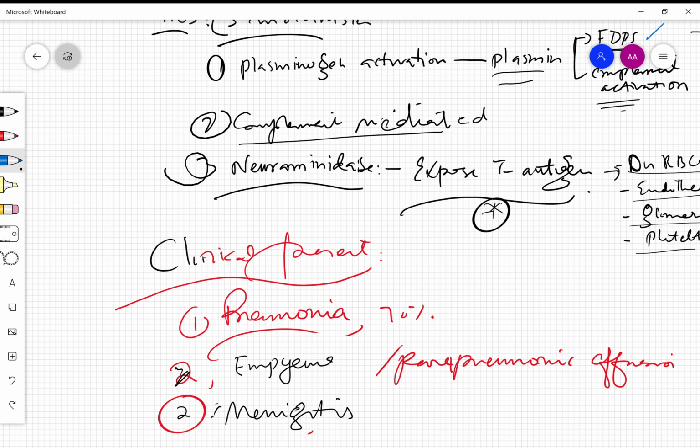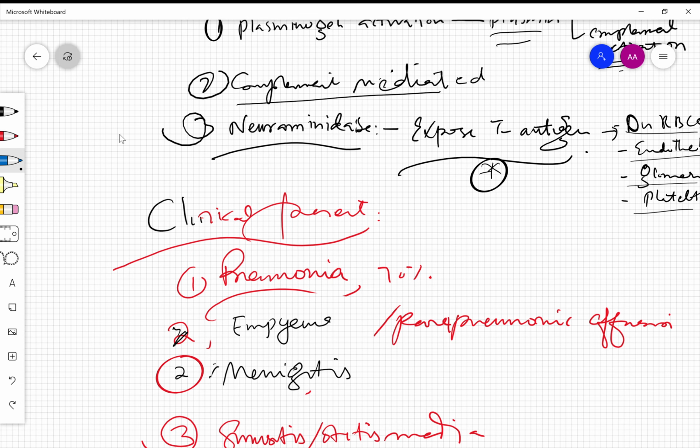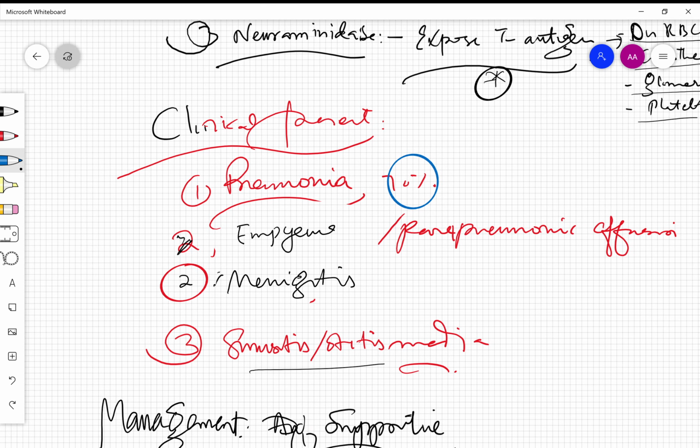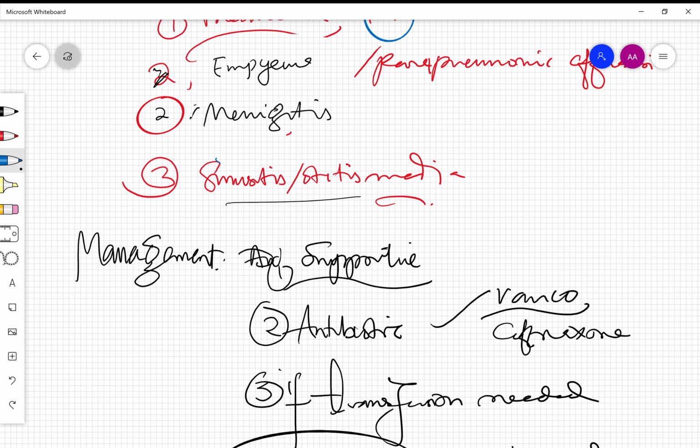Clinical presentation for pneumococcal is, 70% of the time it will present with pneumonia and empyema and parapneumonic effusion. The second common presentation is meningitis; sinusitis and otitis media could also occur. Management is usually supportive, like fluids, dialysis, transfusions, nutrition. An antibiotic, vancomycin, could be used, and it is somehow different.